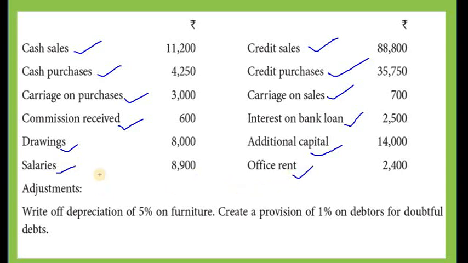If it is given as wages, it will come in the trading account. And if it is given as salaries, it will come in the profit and loss account. And with regard to the rent, it is specifically mentioned as office rent. Office rent should come in the profit and loss account. And we have some more information in this part. We have to depreciate furniture by 5%. And we have to create a provision of 1% on debtors.